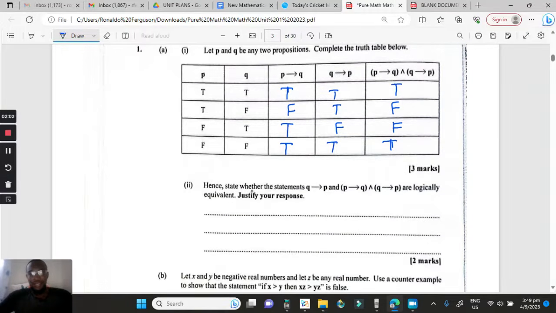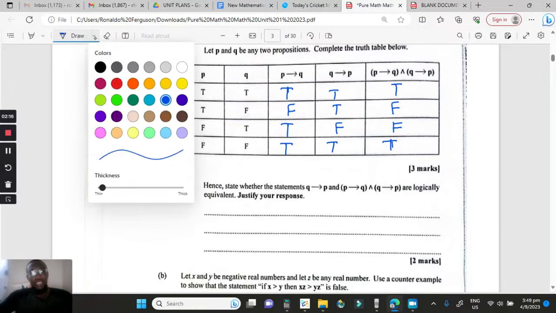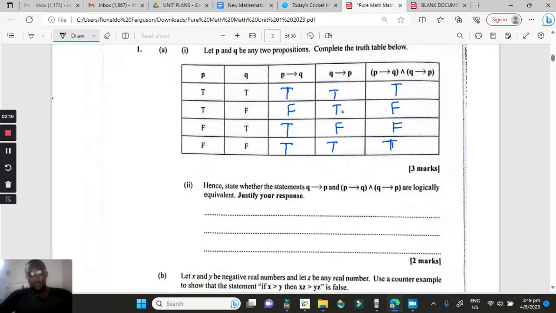It says, hence, state whether the statements Q implies P and P implies Q and Q implies P are logically equivalent and justify your answer. Now, are they logically equivalent? No. Look at why. Let me change the color. Look right here. This is Q implies P, and this is the other statement here. Looking at those two statements, they have different truth values. Notice true, true, false, true, but this one is true, false, false, true. Different truth values.